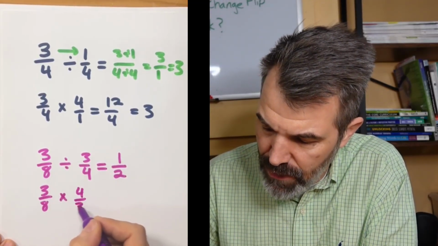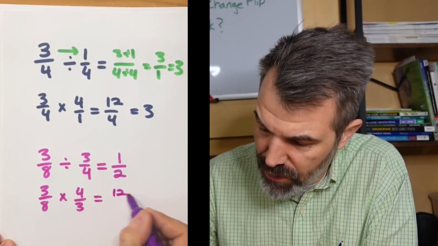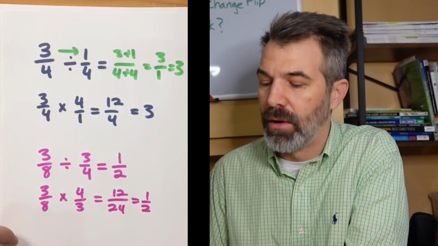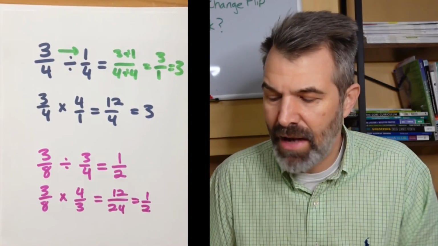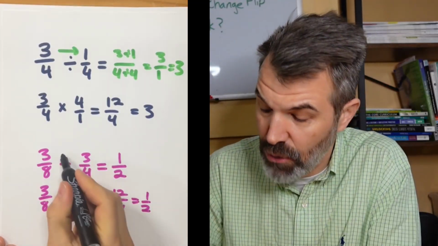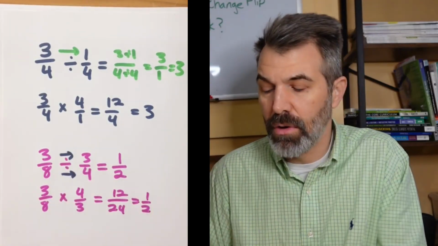So 4 over 3. 3 times 4 equals 12. 8 times 3 equals 24, which equals 1/2. Well, look at that. We can, in fact, divide straight across, just like our teachers told us to do with multiplication. It actually does work, and that's interesting.